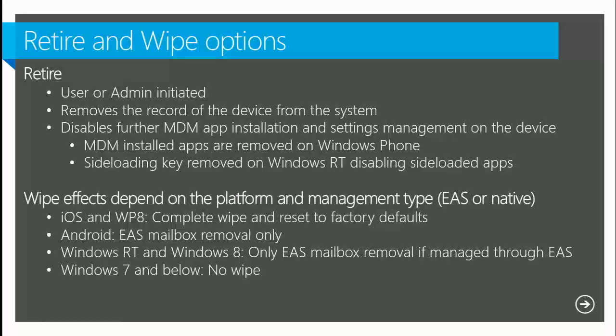For Windows RT, as well as for Windows 8 devices whose native mail client is connected to Exchange ActiveSync, the only wipe command that will take effect is the one that goes through the Exchange channel. And all it does is remove the Exchange email from that device and remove the Exchange configuration on that device. And that's the only thing that a wipe command will do for any Windows device, including Windows RT.